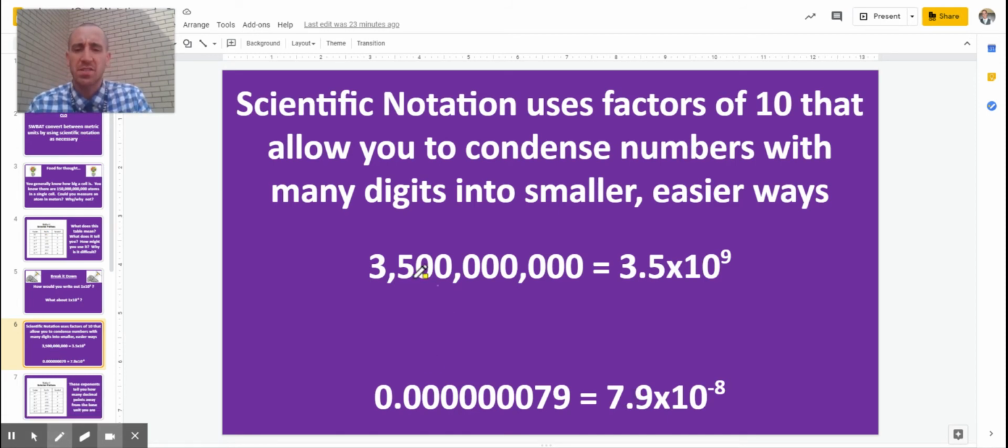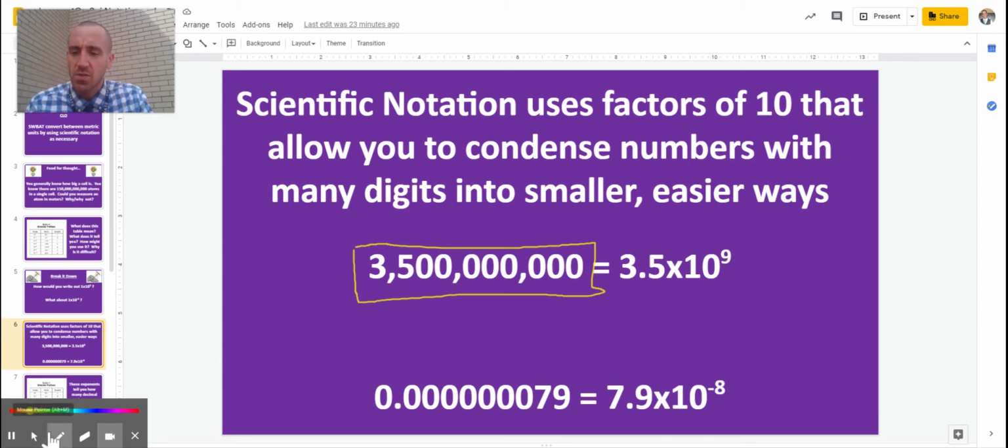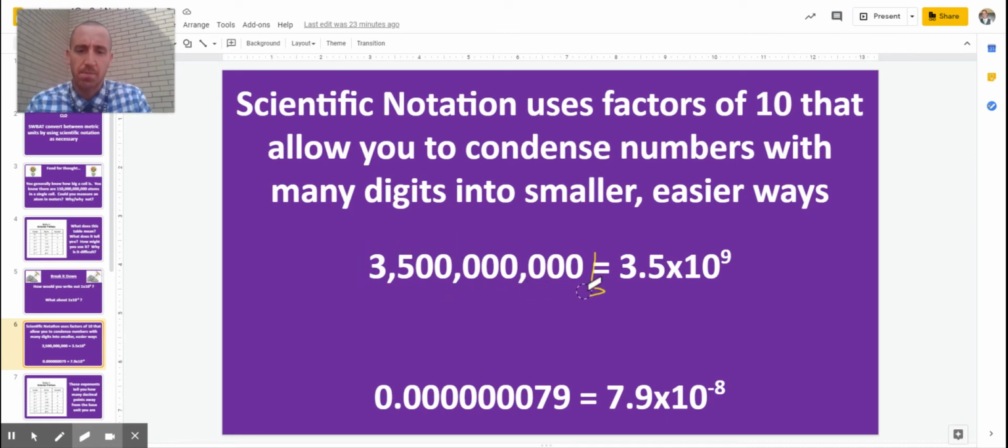Same thing over here. So this is obviously a very big number. This works the same for smaller numbers. So if you have a really, really small number, instead of counting all these zeros, you can write this as 7.9 times 10 to the negative 8th. So I want to talk about really quickly where these exponents come from. And then we're going to try some questions. This is the last step here. So how do you get this scientific notation from this number?